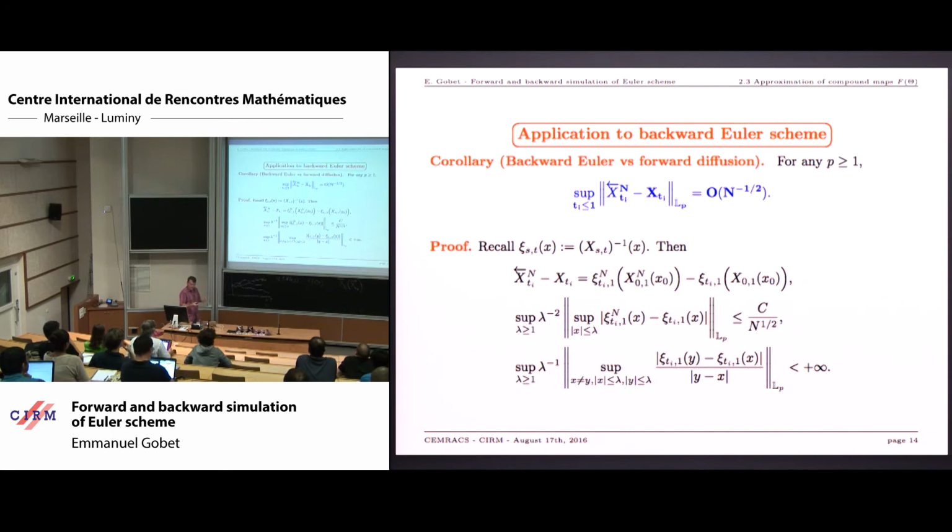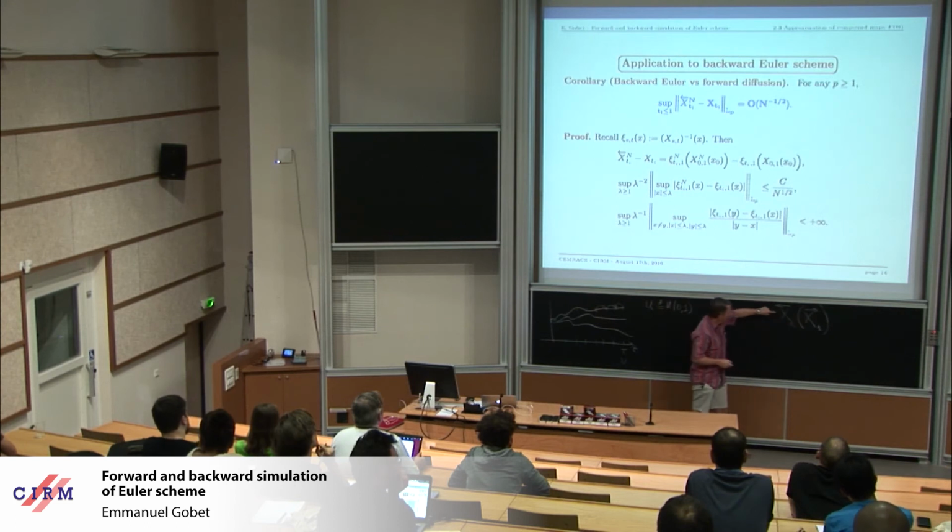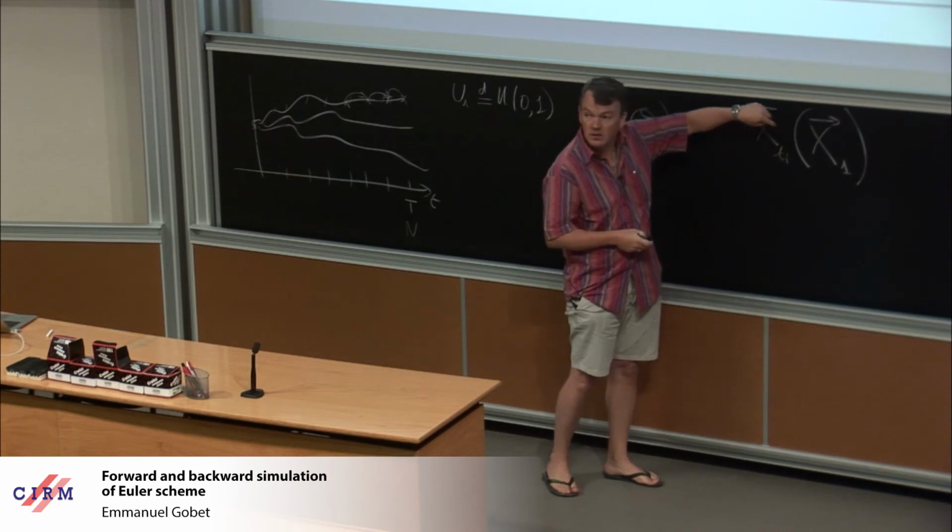Okay, so if you apply these, don't read the proof, but this is just an application of the previous estimates. If you apply these to the distance between the Euler scheme, the backward Euler scheme, and the forward process, this is exactly a direct application of what we have. We directly have 1 over square root n because we have the approximation for this term is 1 over square root n. For this term, this is also 1 over square root n for any fixed initial point.